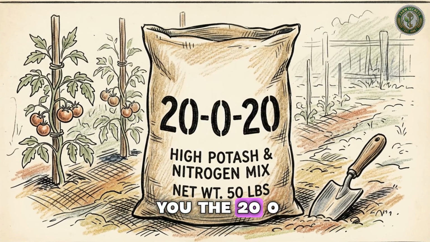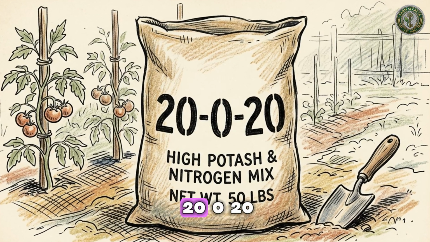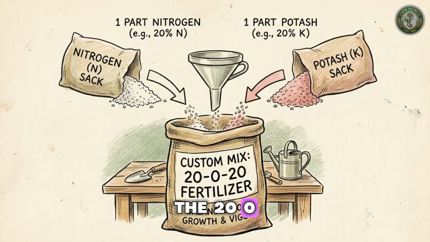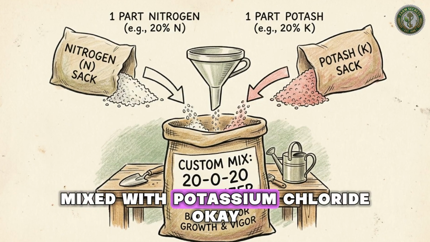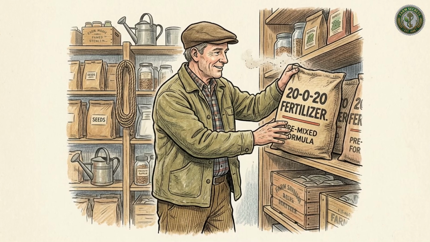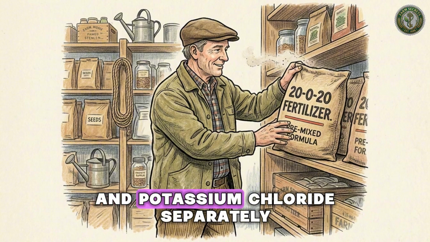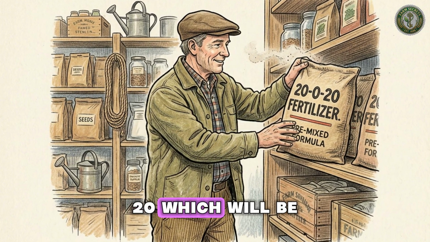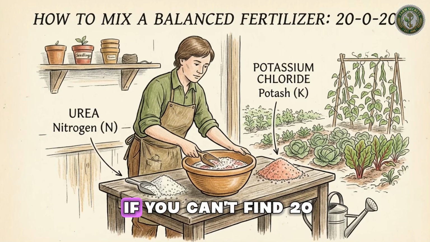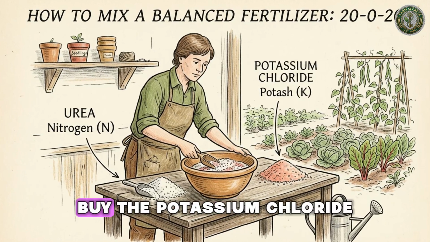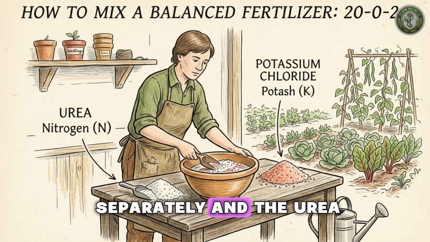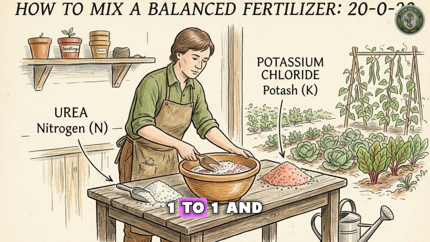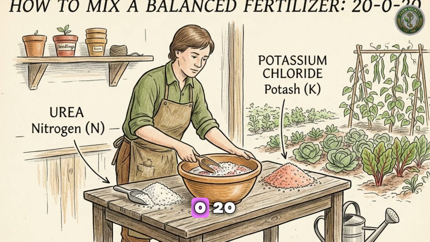Now I'm going to show you the 20-0-20. What is the 20-0-20? The 20-0-20 is urea already mixed with potassium chloride, okay? So if you get there and can't find urea and potassium chloride separately, look for the 20-0-20, which will be the two mixed together. If you can't find 20-0-20, buy the potassium chloride separately and the urea and mix the two 1-to-1 and you'll have 20-0-20.